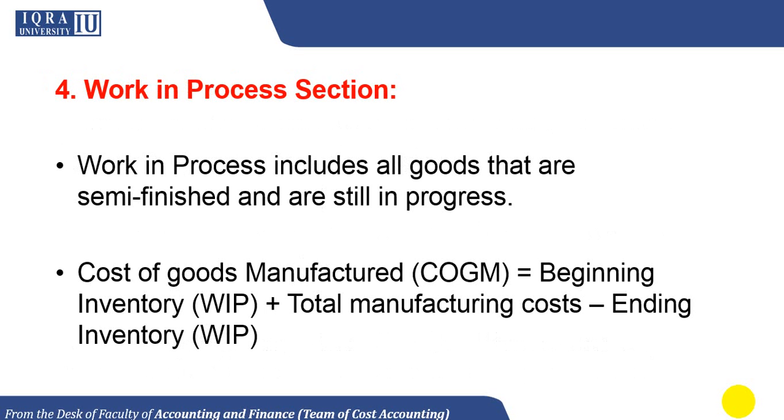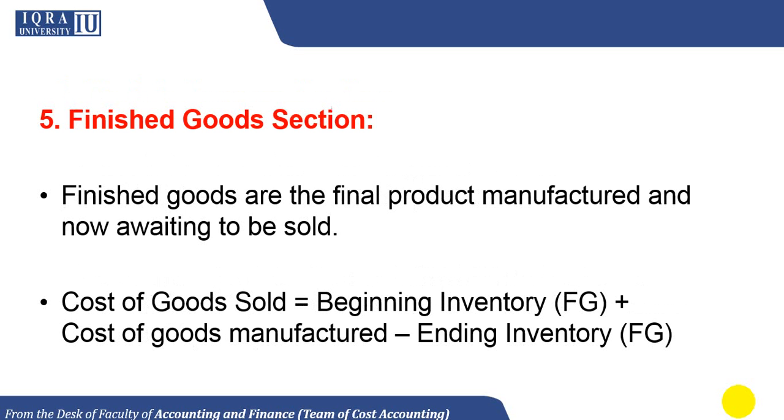Now the fourth section is the work in process section. Work in process includes all goods that are semi-finished and are still in process. Cost of goods manufactured. How do we calculate cost of goods manufactured? Beginning inventory plus total manufacturing cost minus ending work in process. The finished goods section is the final product manufactured and now waiting to be sold. How is it calculated? Cost of goods sold is equal to beginning finished goods inventory plus cost of goods manufactured and then minus finished goods at end.